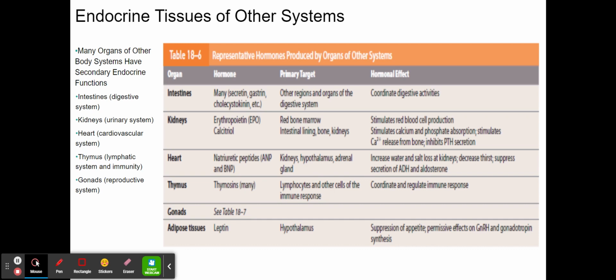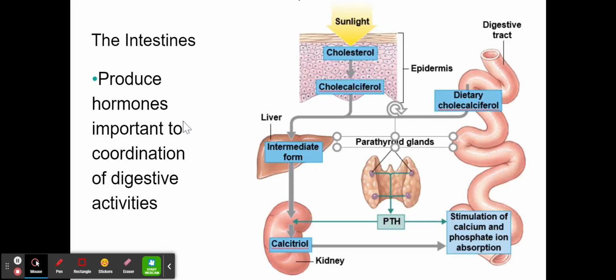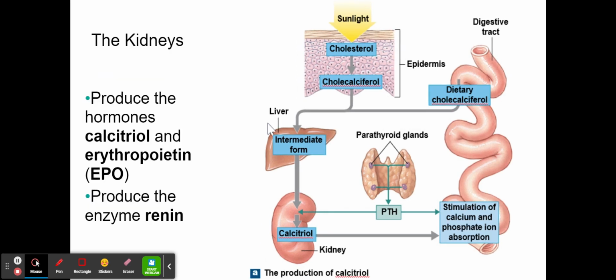Table 18-6 that you see here provides an overview of some of these hormones and the tissues of other systems that produce them. So we're going to run through a bunch of them. The intestines process and absorb nutrients. They release a variety of hormones that coordinate the activities of the digestive system. Most digestive processes are hormonally controlled locally, although the autonomic nervous system can affect the pace of these digestive activities.